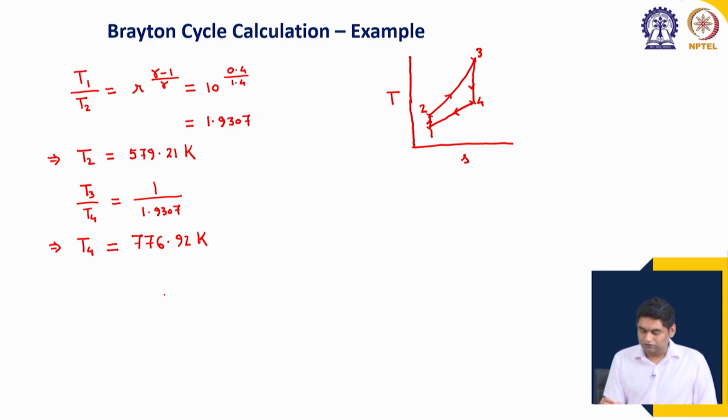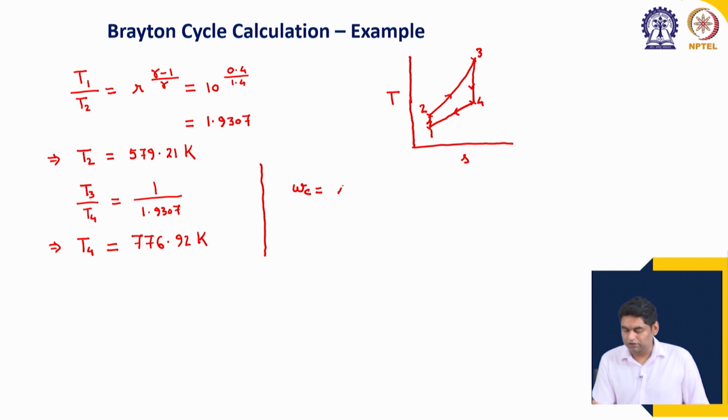So, now from here we see that the work input to the compressor should be equal to C p (T 2 minus T 1). C p we are going to take as 1.005 kilojoule per kg Kelvin. We have already obtained the values of T 2 and T 1. So, this comes out to be equal to 280.61 kilojoule per kg.